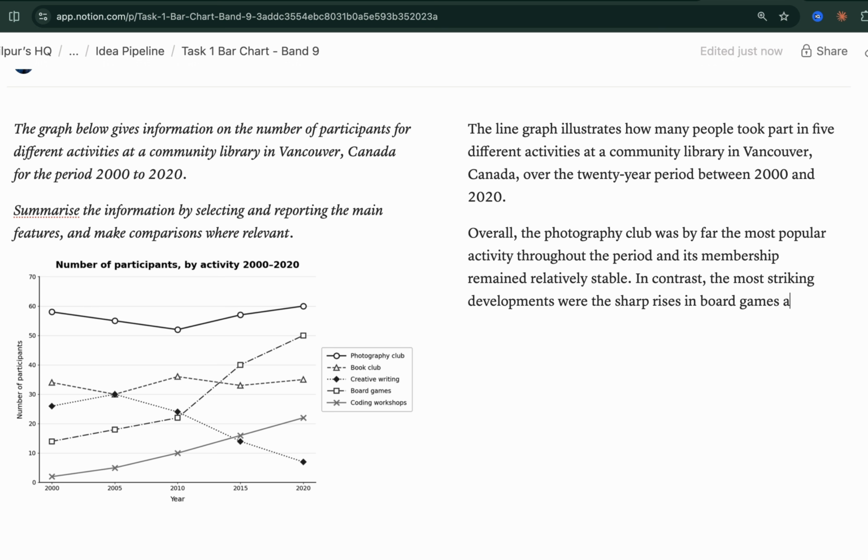Board games and coding workshops. And coding workshops started with almost 0 members, 1 probably, and by the end, it had more than 20 members. So that is a sharp increase as well. So we are talking about like a 20 times increase from 1 to 20-something. And coming to board games, from 15 to around 50. So it's like a 3 times increase. And these are sharp increases, sharp rises.